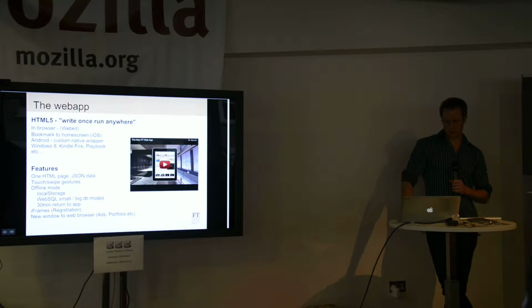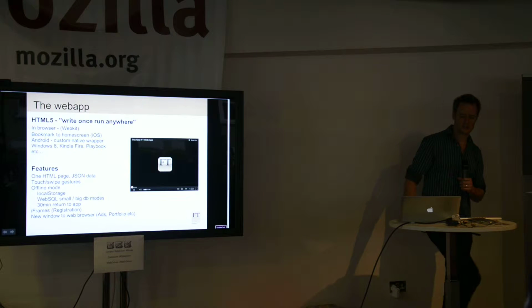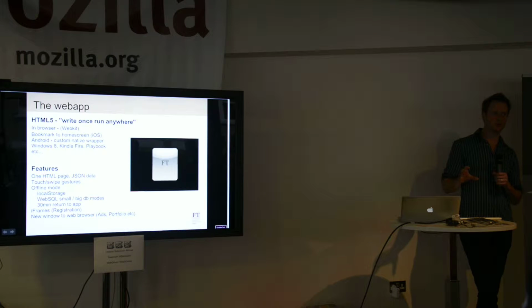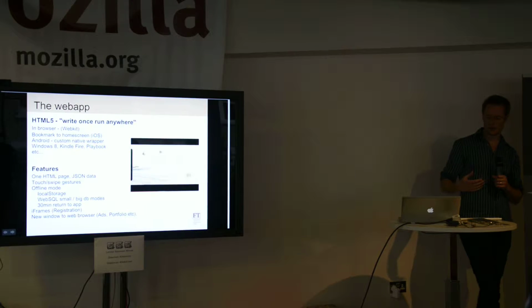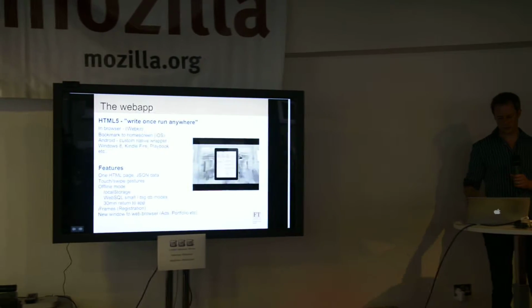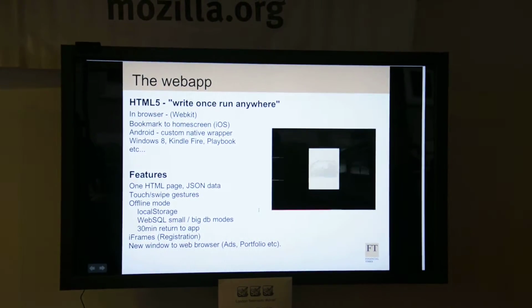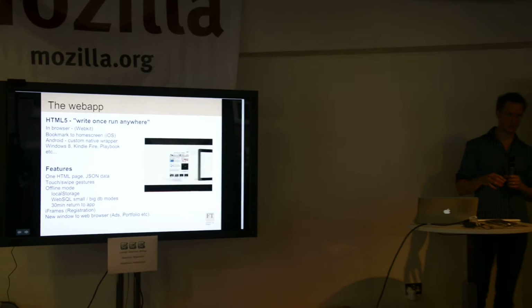It runs in several modes. So basically you can go to a web browser, mobile Safari, you can go to app.ft.com, and you can use the app there. You can then bookmark it if you want to your home screen. That gives you a larger database that you can then use offline if you're on the train or tube or something like that. And then for Android, we've got a similar experience where we wrap the HTML5 app in a custom native wrapper.